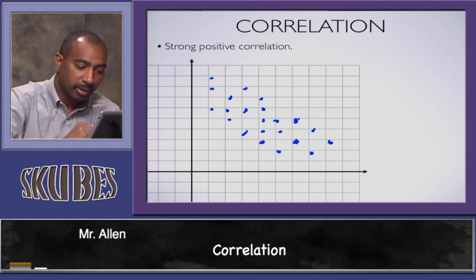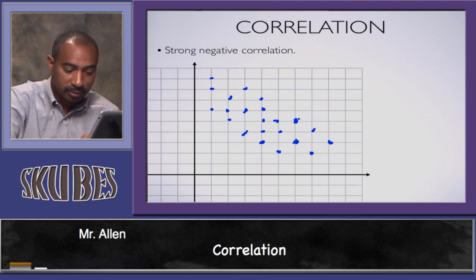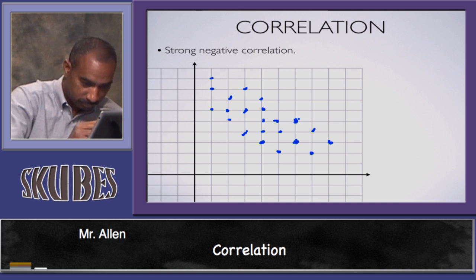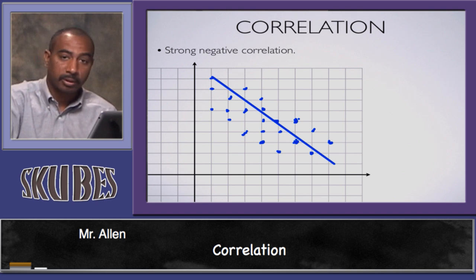And likewise, we have a negative correlation. You have a strong cluster of points, and it's going in the negative direction. So we call that a negative correlation.